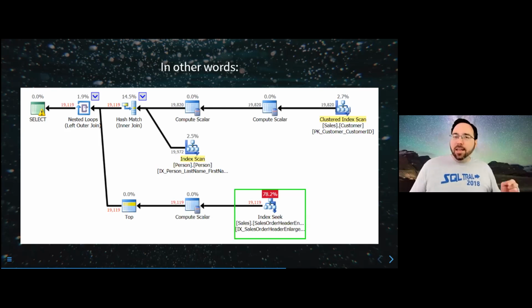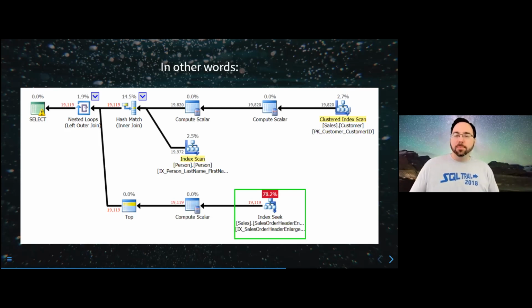And I want to have a nested loop join where that parent connects to the child. So this is actually a really good execution plan for using apply. This is the type of plan I want to get toward, because I'm getting a very small percentage of sales order header enlarged.